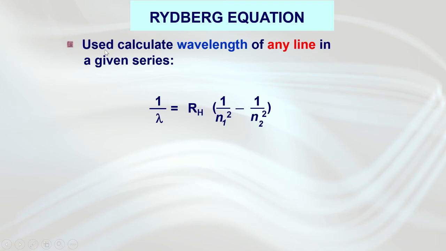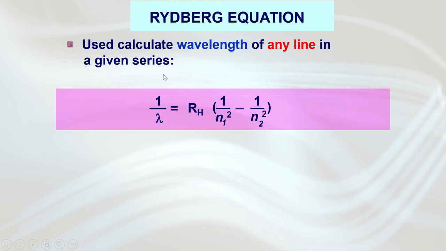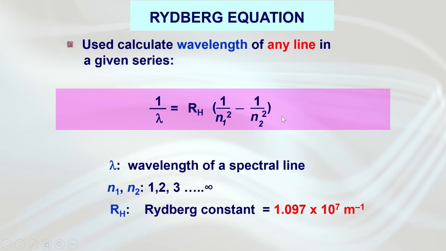So this is the Rydberg equation. It is used to calculate the wavelength of any line in the given series. Okay, so this is the formula: 1 over lambda equals RH, the Rydberg constant, times bracket 1 over n1 square minus 1 over n2 square, where n1 is less than n2. So lambda is wavelength, n is the principal quantum number, RH is the Rydberg constant.